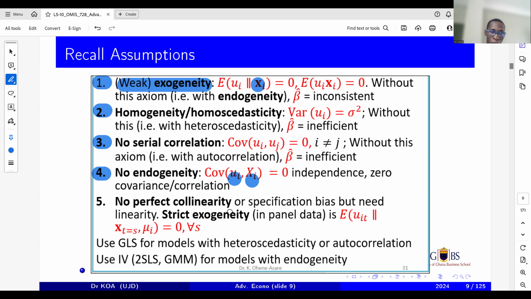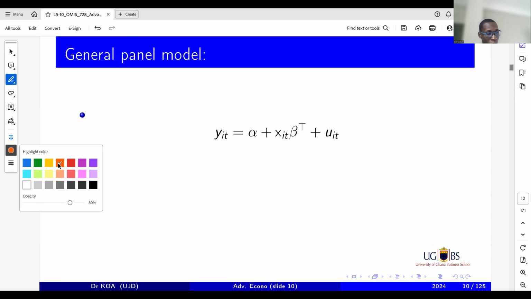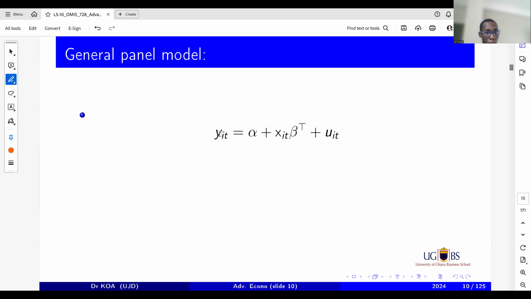Okay. So let's look at how to understand panel data generally. So this is a typical general panel data model: Y_it = alpha + X_it' beta, where this beta is the transpose of the beta, plus the errors here, which is U_it.